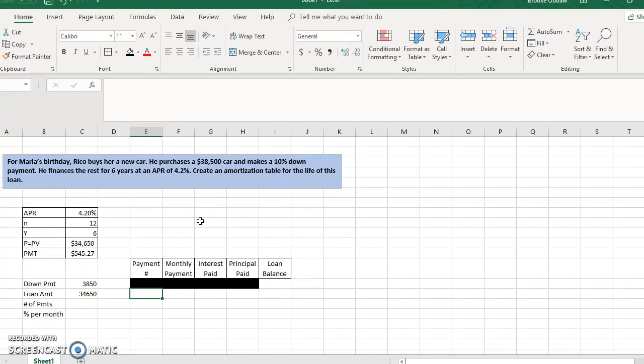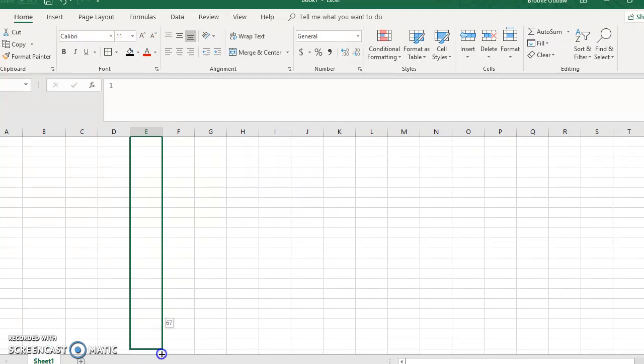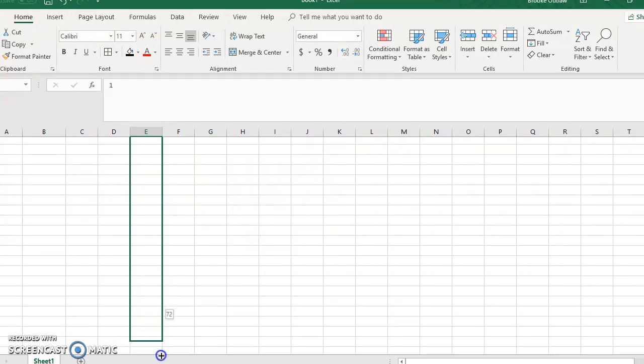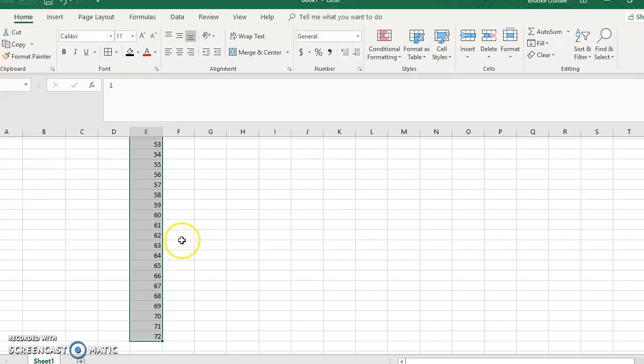So let's go ahead and start building our table. First of all, you see payment number. This means like after the first month, that's the first payment, second month, second payment, and so on. We want to figure out how many payments he's going to make. So we'll go over here to the number of payments. Well, Rico is making 12 payments a year for 6 years. So if we multiply them together, we get the total number of payments of 72. So he should have 72 payments. So we're going to go ahead and list 1 through 72 here. Might as well use the Excel feature to drag down so that you have 72. So there's all 72 payments.